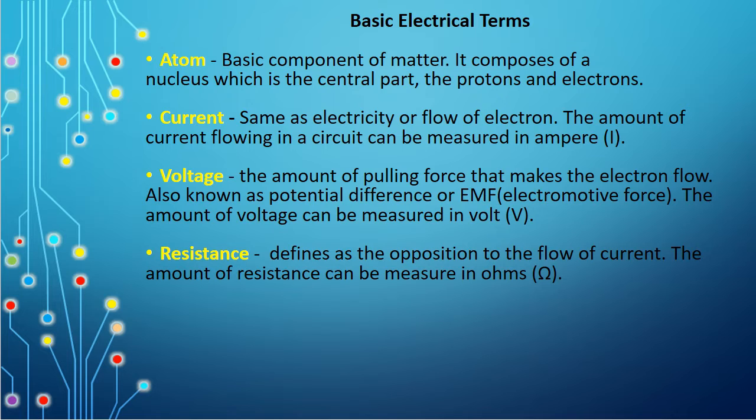Then we have lastly the resistance, which is defined as the opposition to the flow of current. The amount of resistance can be measured in ohms, or the omega sign. Okay, next.